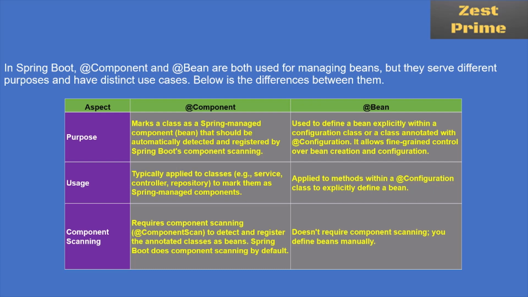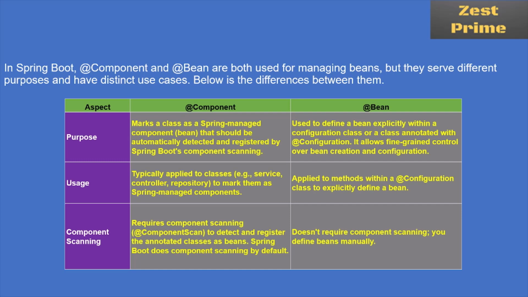Mainly, like we discussed in the previous videos, @Component and @Bean are used to manage the beans. They have different use cases, and we can see how to use them in this video. So the first difference is the purpose. The purpose of @Component is that we can use it inside Spring Boot, and this will happen automatically. We need not do any specific scanning. That's the main purpose.